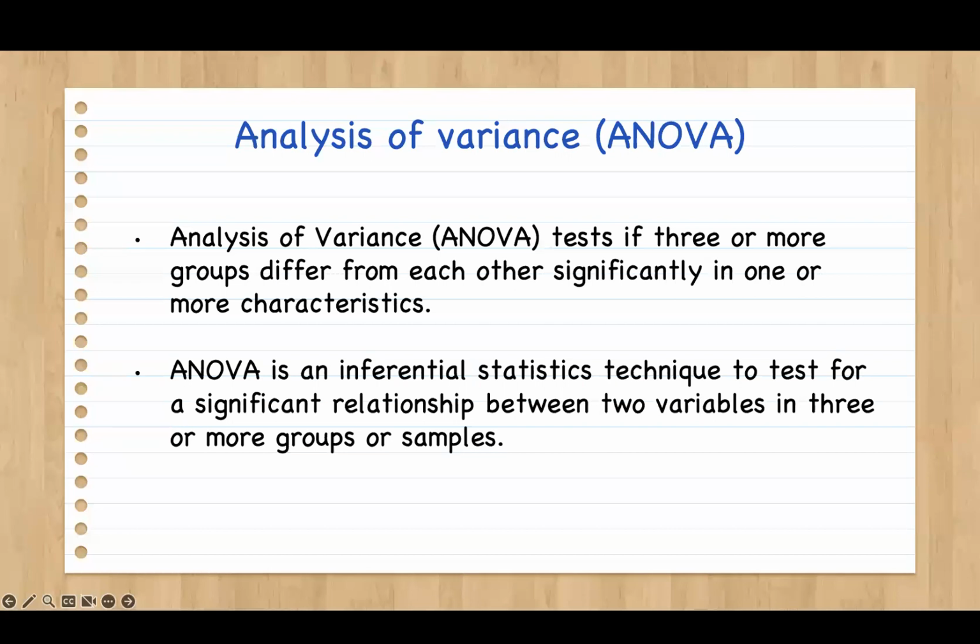So ANOVA is an inferential statistical technique to test for a significant relationship between two variables in three or more groups or samples. It is different from a t-test. A t-test only covers two categories. ANOVA tests if more groups are significantly different from each other in one or more characteristics.